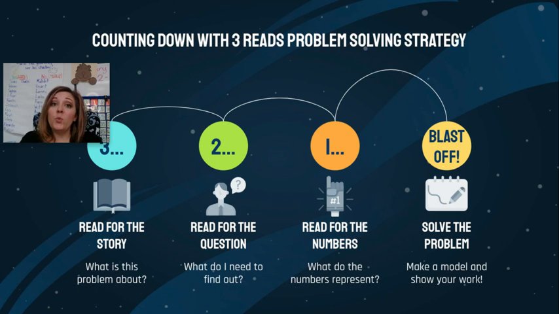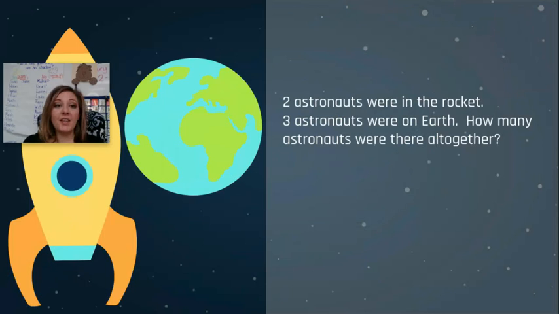First of all, we're going to read or listen to the story. Then we're going to read the question. What is it that we need to find out? Then we are going to figure out what numbers we need to use to solve. And last, we're going to solve our problem. So let's look at this first one.